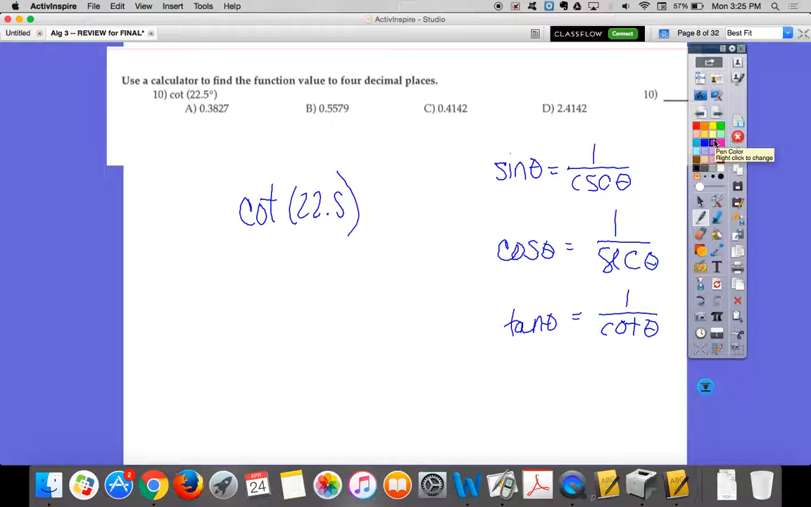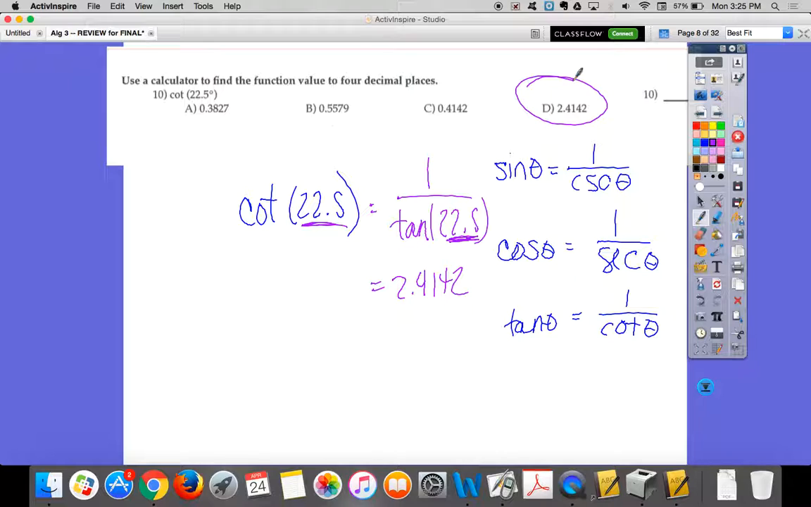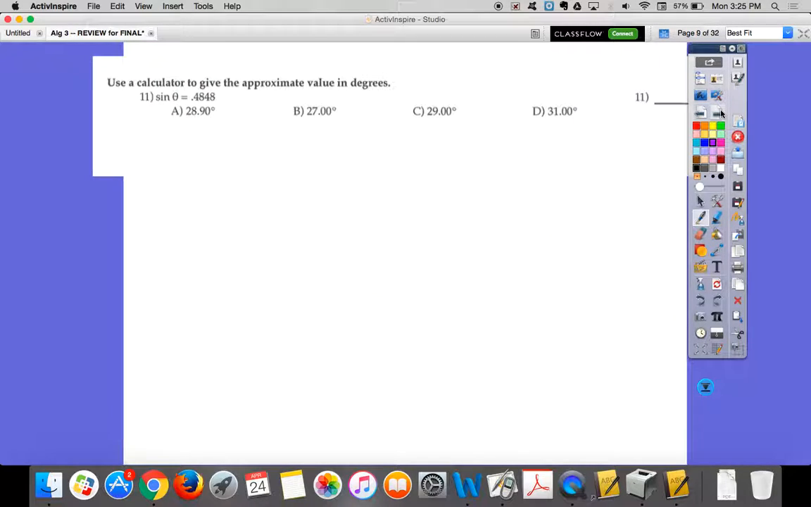So if I'm wanting cotangent, I can write this as 1 over tangent is what I'm getting at. Keep the angle the same. So whatever the angle is here, make sure the angle is there. I have a button now for tangent. So I can type in, please make sure your calculator is in degrees, by the way, 1 divided by tangent 22.5. And that's going to give me 2.4142. It's a perfect match for option D. All right, let's move on.